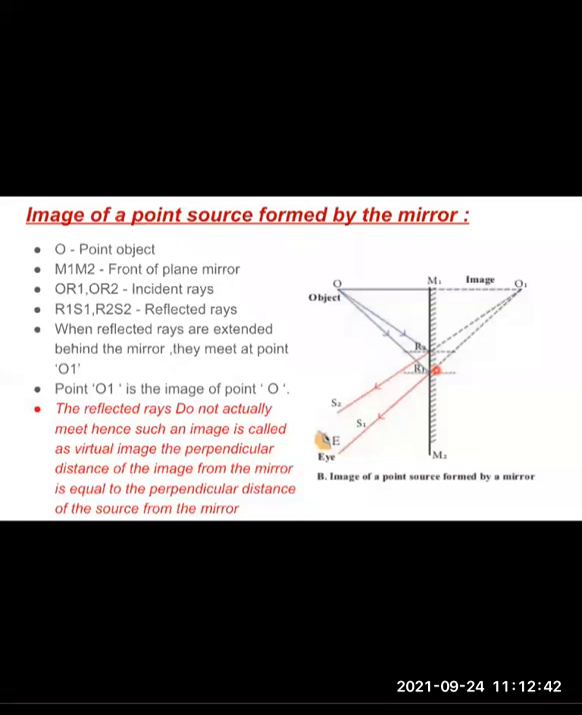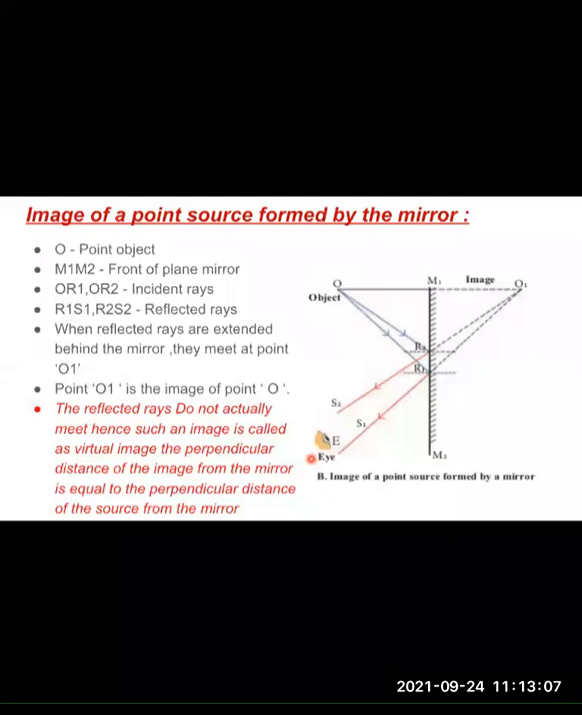Now, what is happening here is R1 and R are going to be a reflected ray. Now we have to understand how the image will be formed for a point source. We will see this in detail now.